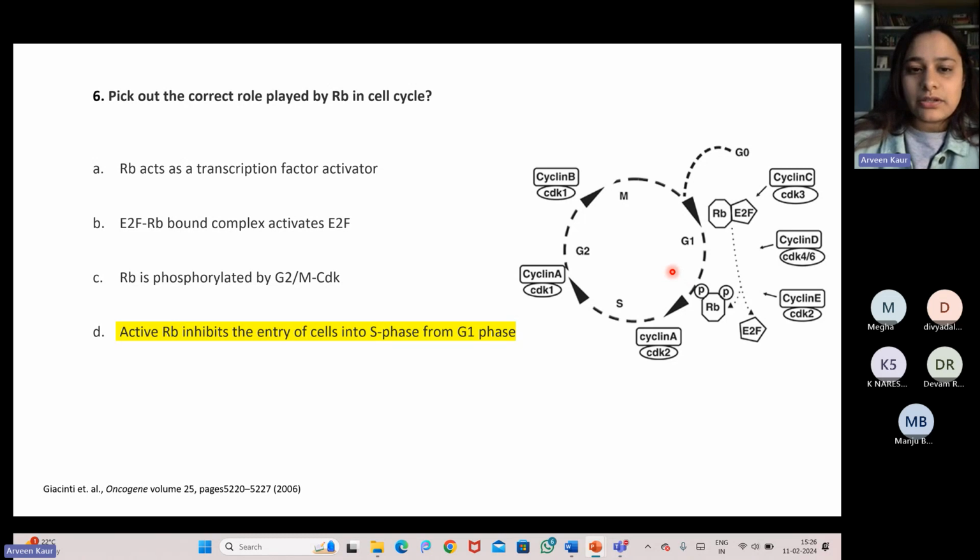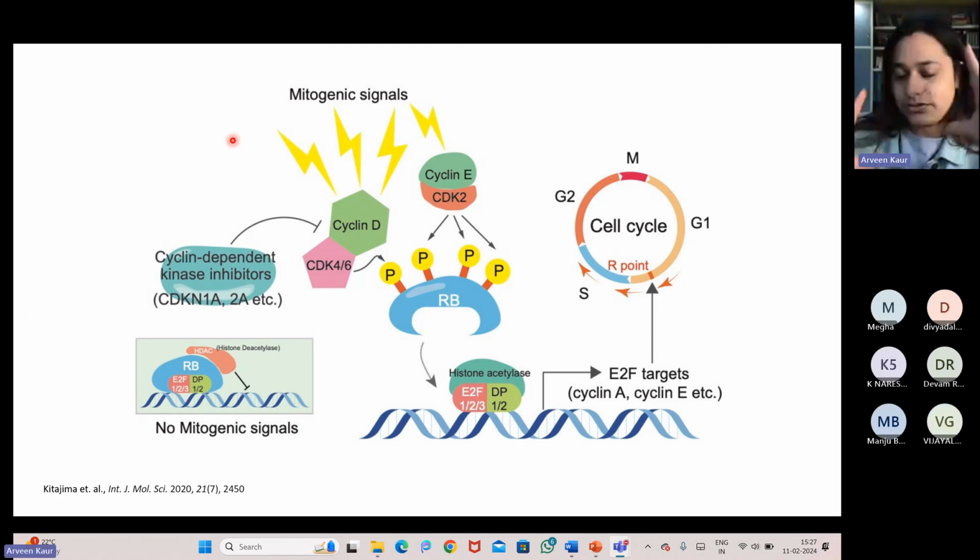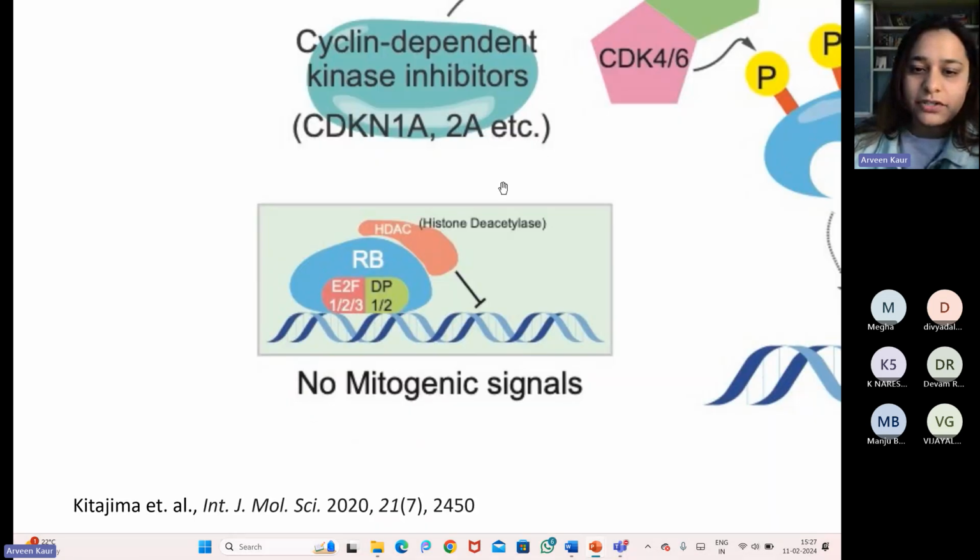So the same thing that we talked about, there is a better and slightly more detailed illustration that I have brought for the same thing. We will break down this particular illustration and then try to understand. So what is happening? First, just look at this region. Let me zoom into that region, where it says no mitogenic signals. What does no mitogenic signal mean? That the cell does not have the signals to divide, right?